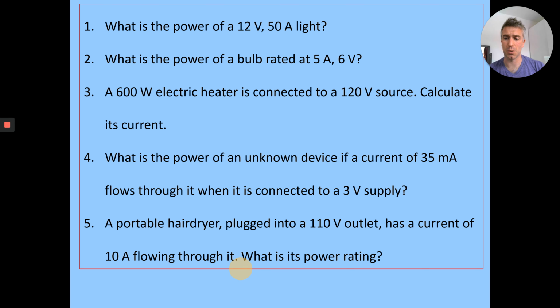And then some smaller, simpler questions. In fact, there's 2 rows of them. I'll read them for you because I'm kind, but you have to answer them yourself. What is the power of a 12-volt, 50-amp light? What is the power of a bulb rated at 5 amps, 6 volts? A 600-watt electric heater is connected to a 120-volt source. Calculate its current. What is the power of an unknown device if a current of 35 milliamps passes through when connected to a 3-volt supply? A portable hairdryer plugged into a 110-volt outlet has a current of 10 amps flowing through it. What is its power rating?